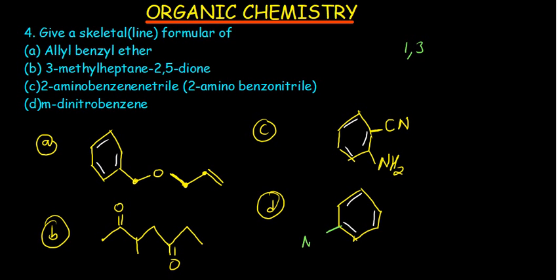Nitro is NH2. Sorry, not NH2, that is amino. It's NO2. And then we can take this position also NO2. This is m-dinitrobenzene. We also have p-dinitrobenzene. This is 1,4. We also have o, which is 1,2. So this is how we can represent those.